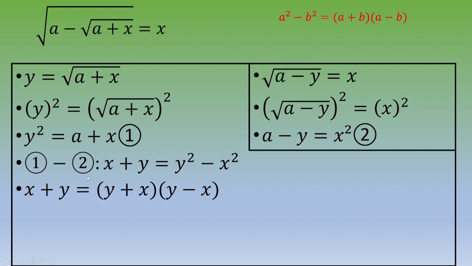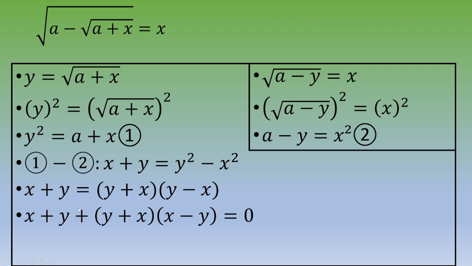So we are going to put all these values on the same side of the equation. Instead of putting a minus sign in front of this quantity, I just flip these two numbers. So we get x plus y plus x times x minus y equals 0. We notice that we've got two times the same term, x plus y, so we can factor and we end up with x plus y times x minus y plus 1 equals 0.